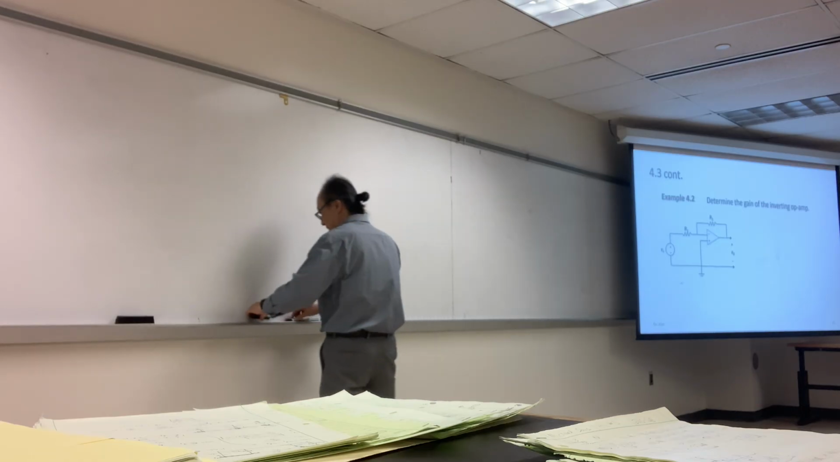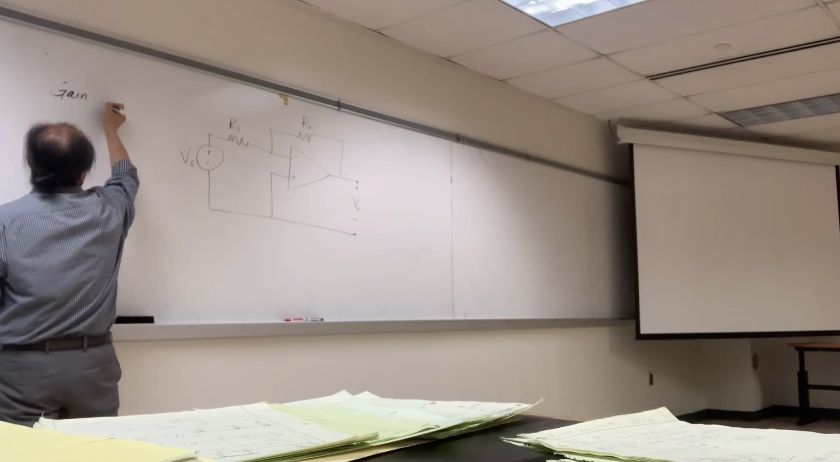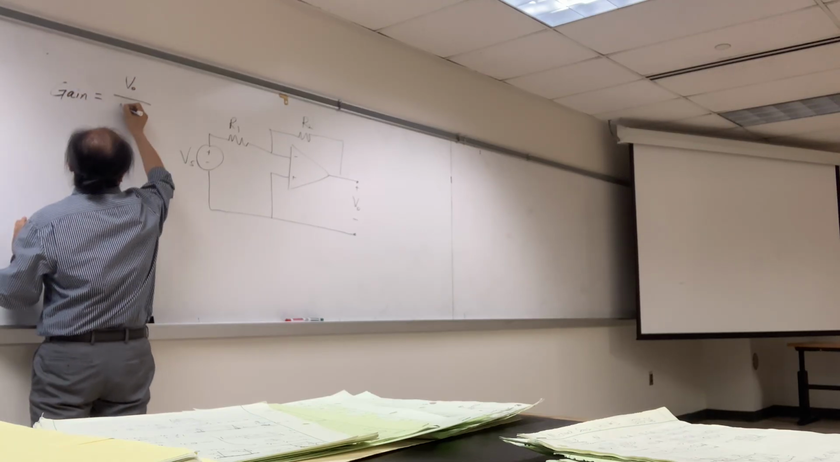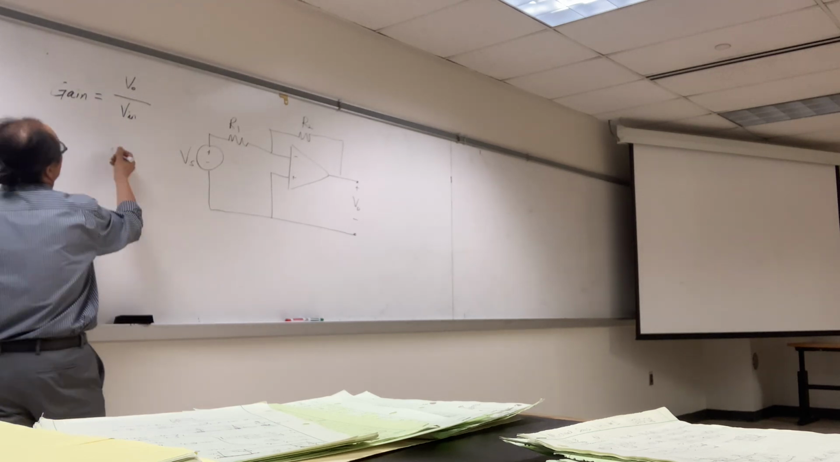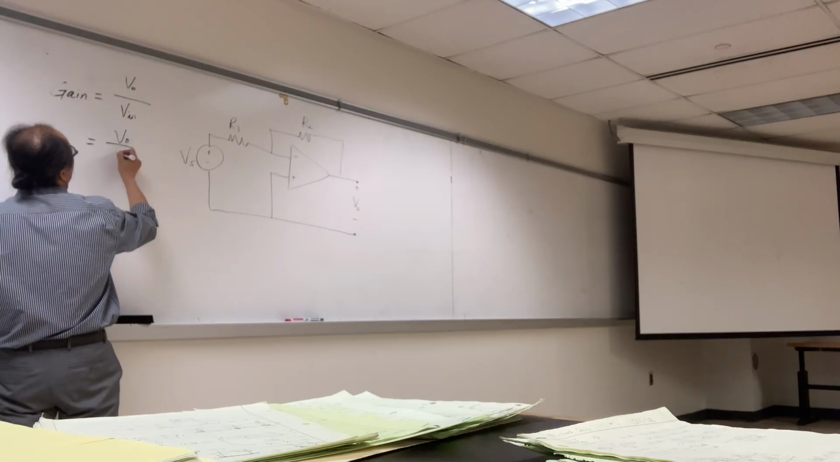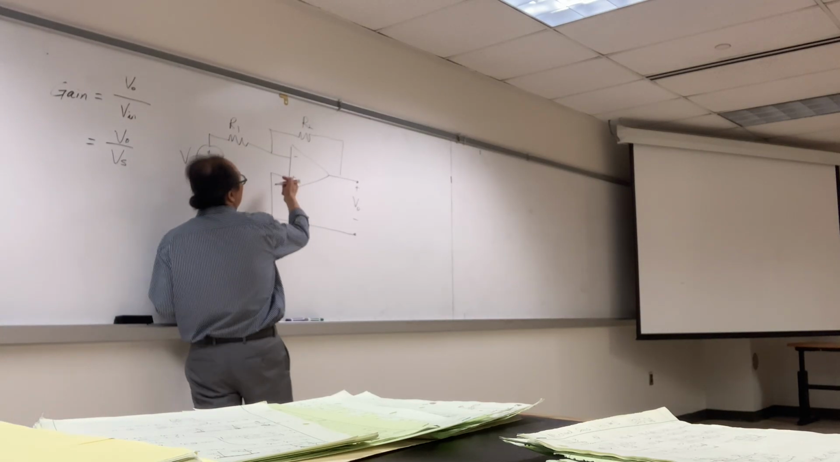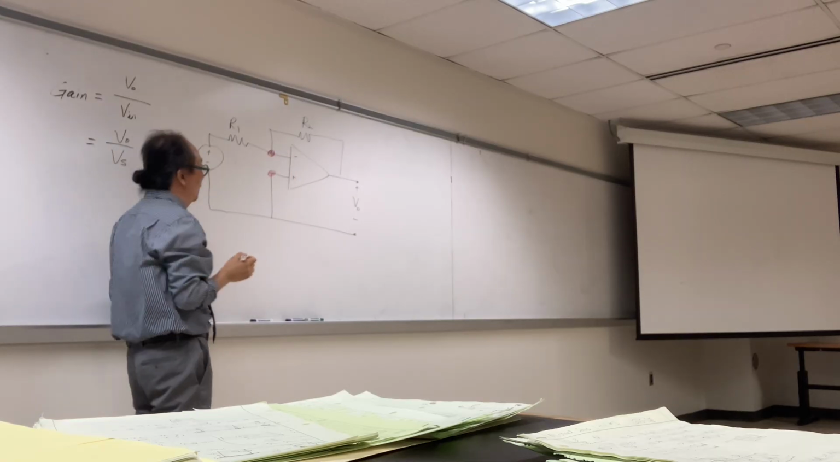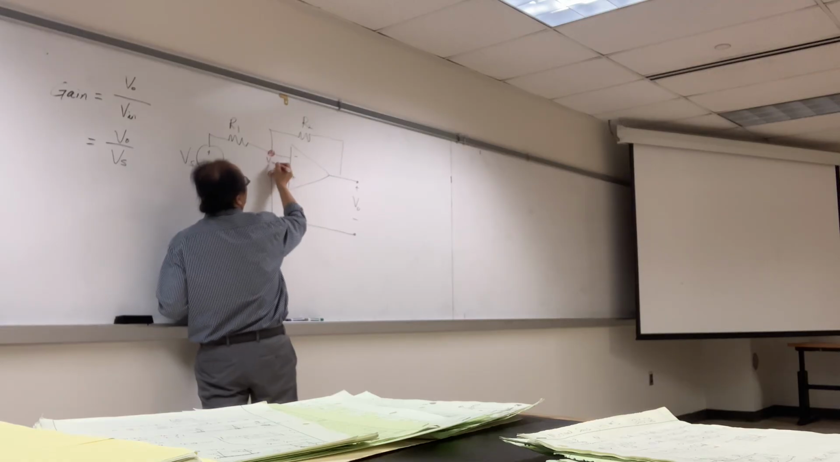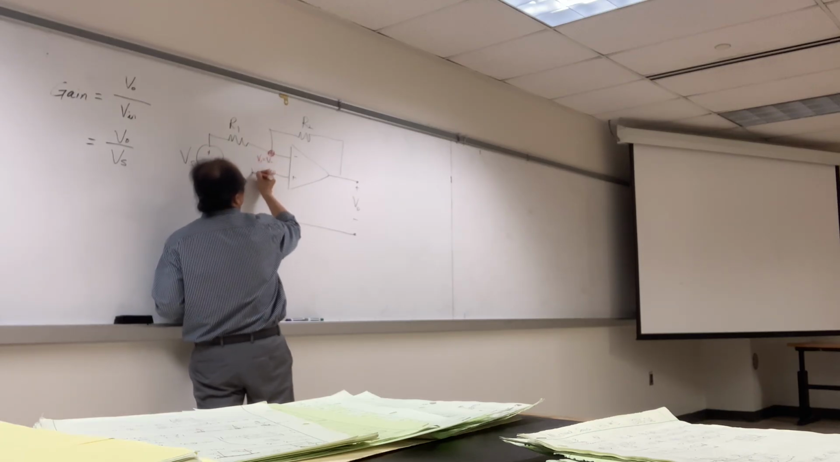Let's work on this. Are we ready? We need to find the gain. In the op-amp, the gain is defined by output over input, voltage output over voltage input. So in this case, the gain is V out over Vs. The first thing, we want to identify the negative terminal and positive terminal going in, and we name them V minus and V plus, as we said in the book. I'm just going to call them V1 and V2.